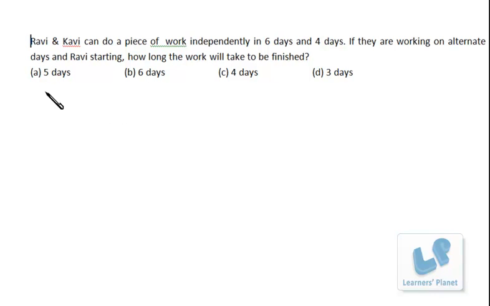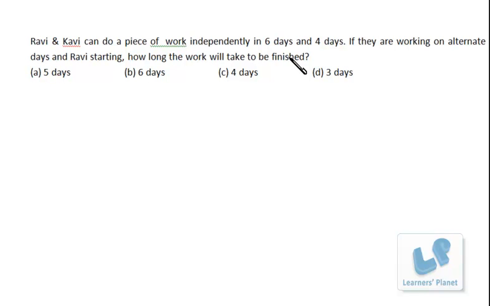Now let's solve this problem. Ravi and Kavi can do a piece of work independently in 6 days and 4 days respectively. If they are working on alternate days and Ravi starting, how long will the work take to be finished? Now quite a simple problem. Friends, let's try to solve the problem without the use of paper and pen, right? Now Ravi is taking 6 days and Kavi is taking 4 days to complete the work independently, right? That means in a single day, Ravi will be doing 1 upon 6 of the work and Kavi will be doing 1 upon 4 of the work.